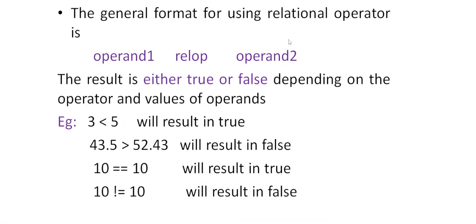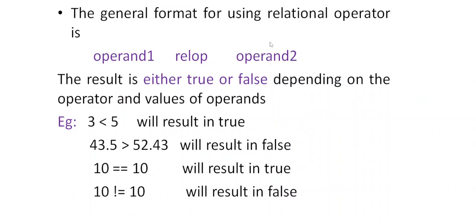So the general format for using relational operators is operand 1, relational operator, operand 2. That means 3 less than 5. Is 3 less than 5? If it is true, then it returns true. So here you can see.